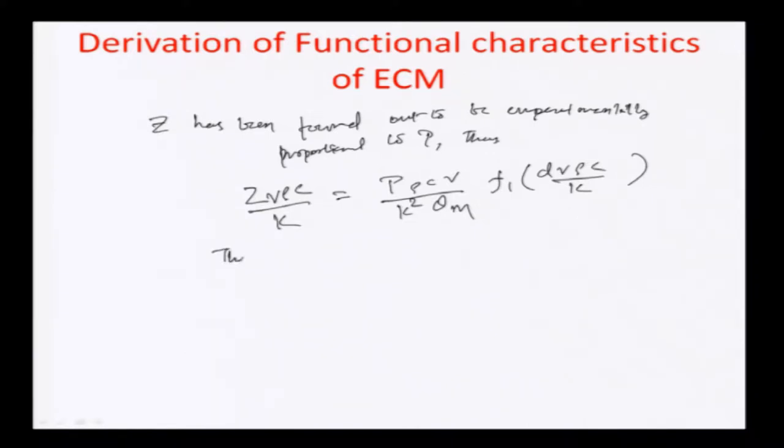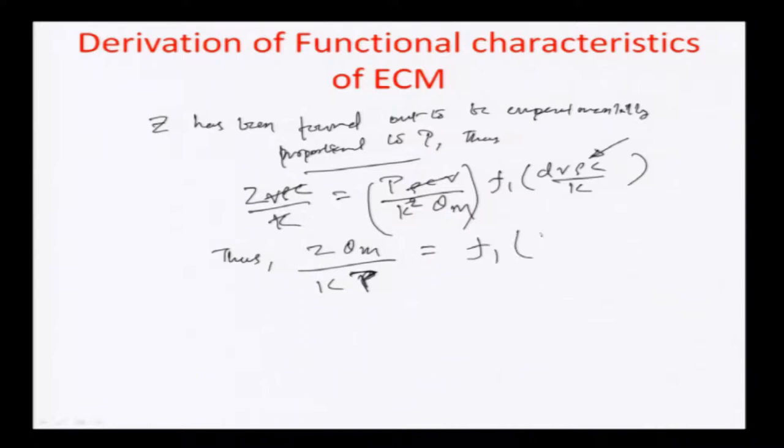Thus, that is the only way to have the proportionality to power as linear. The other term does not have the power term in it, which is actually the function f 1. Therefore we arrive at a term that if you just rearrange this a little bit, this goes away, this also goes away. So, you have z theta m by k times of power P is equal to a function of d v rho c by k.